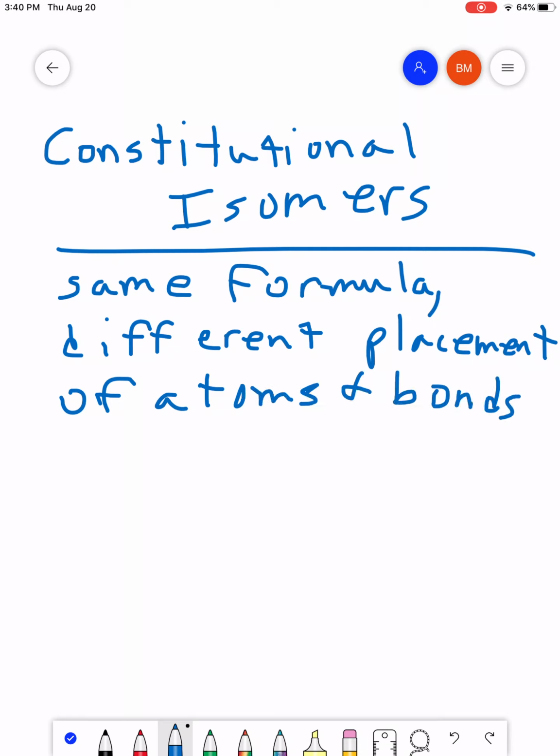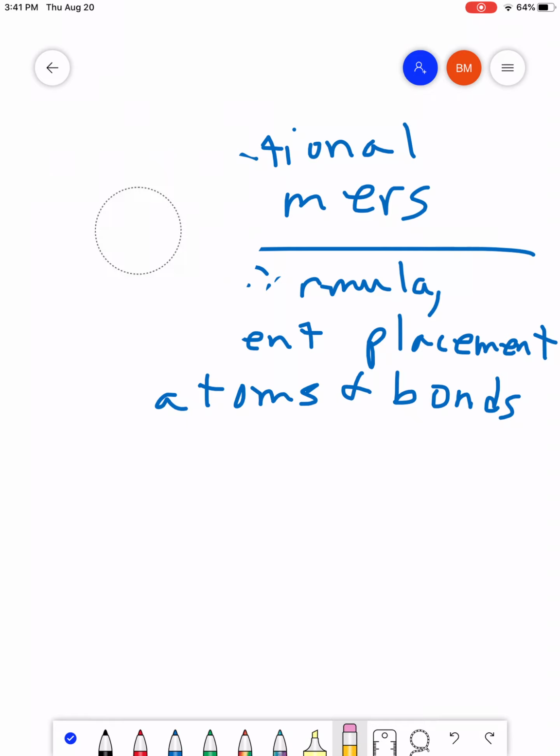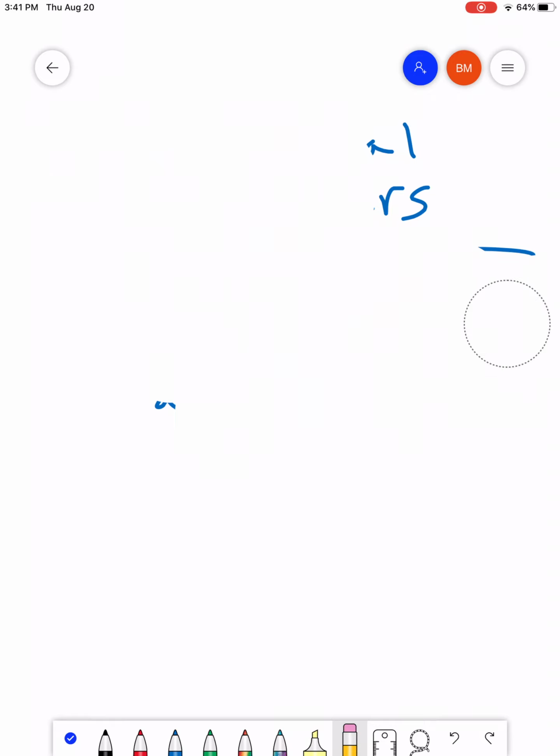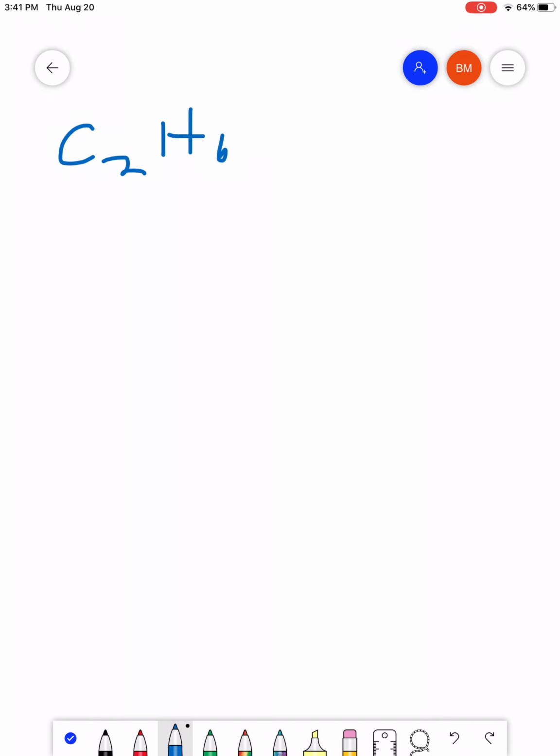Again, this refers to two valid Lewis structures, so it's not just a willy-nilly arrangement. They all have to follow the rules. Let me show you some examples of what I mean. Let's say you had the formula C2H6O. You would find that you would be able to make more than one valid Lewis structure.